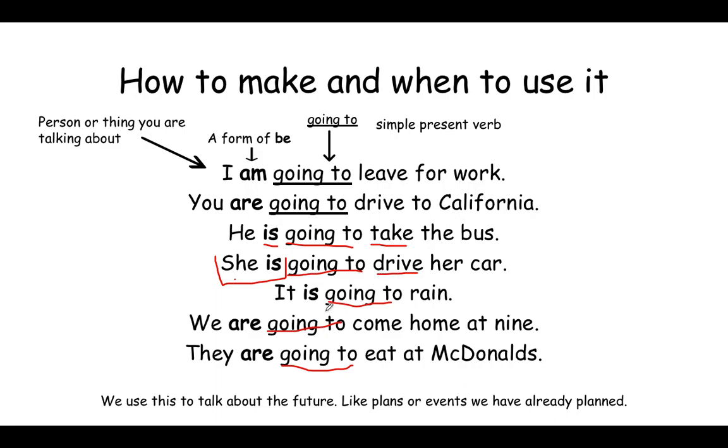But when we say a form of be and "going to," and then the simple present form of a verb, we're talking about something that we planned or something that is going to happen and it already was set up, or it's already been talked about that it's going to happen. Like, "It is going to rain." You can't really plan when it's going to rain, but you can look at the weather, which will tell you if it is going to rain, and that's why we can use it.